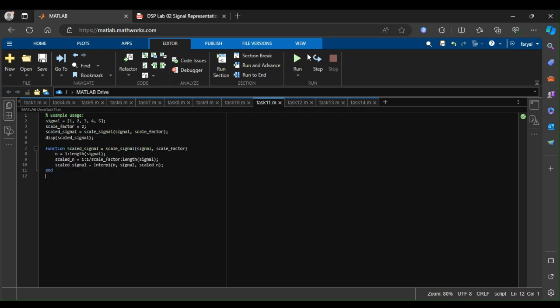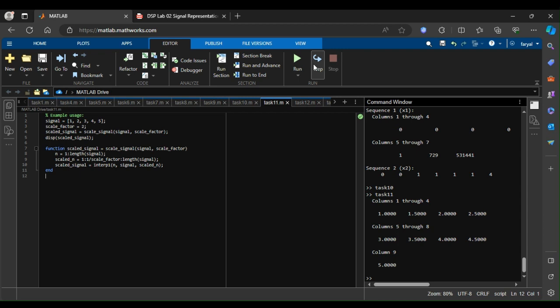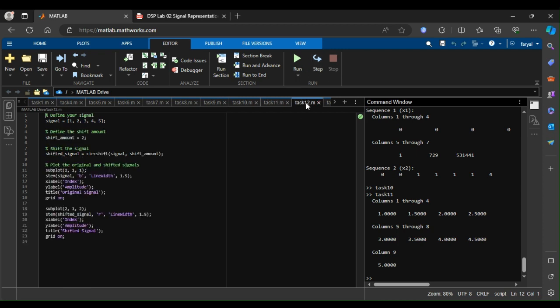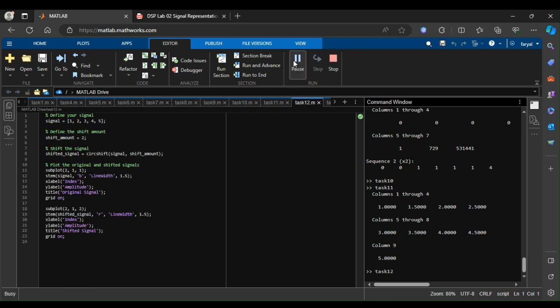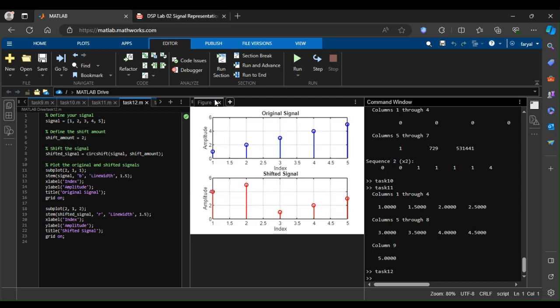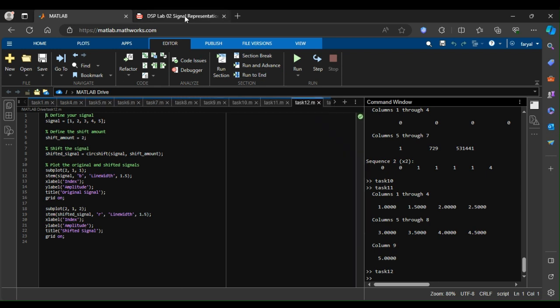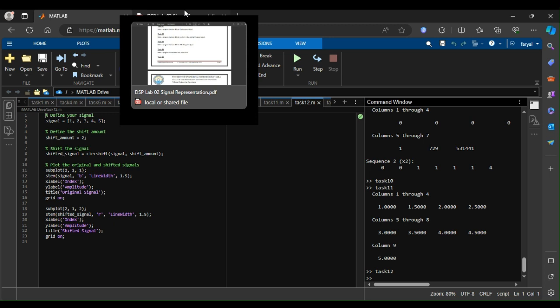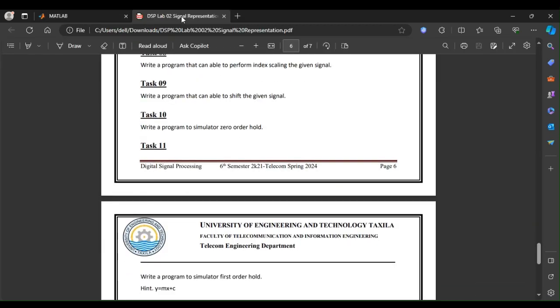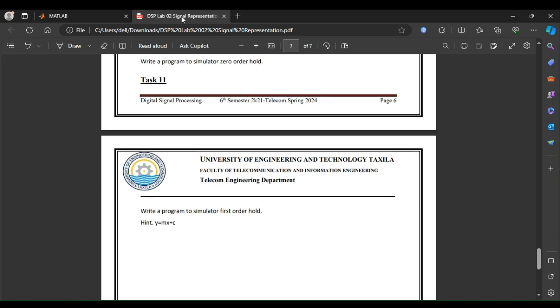And then we will have the scaling of the signal. Scaling is basically used to increase the amplitude of the signal, and then shifting is again used to shift the signal either towards right or left. Here we use a function and we simply print its output, while in the previous MATLAB code we plotted it. Then task 10 is to write a program to simulate a zero order hold and write a program to simulate a first order hold.